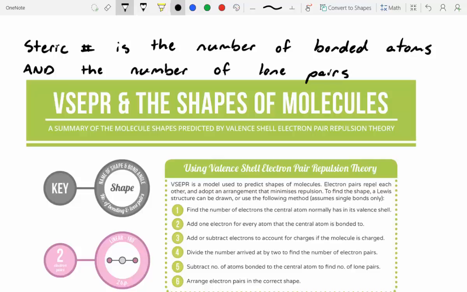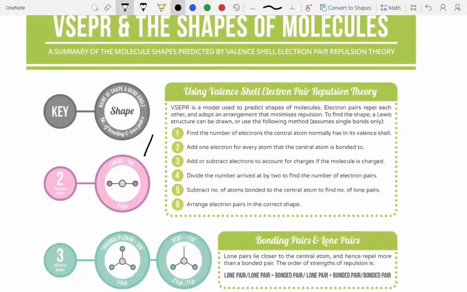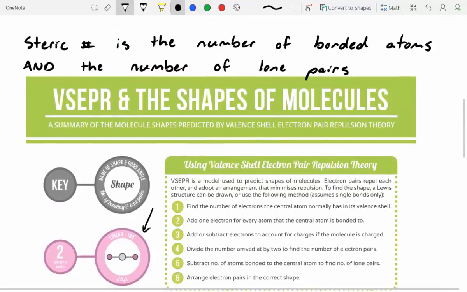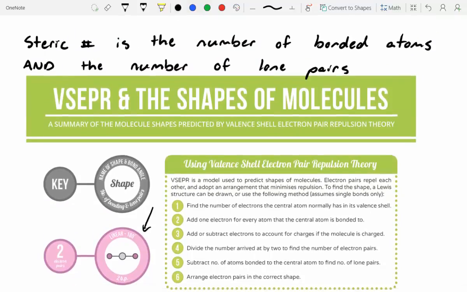So if we look at this pink one right there, it's a steric number of 2 because we have 2 bonded atoms, right? This becomes really helpful, especially as you're starting to assign the hybridization of that atom. And we'll talk about hybridization here in a second.